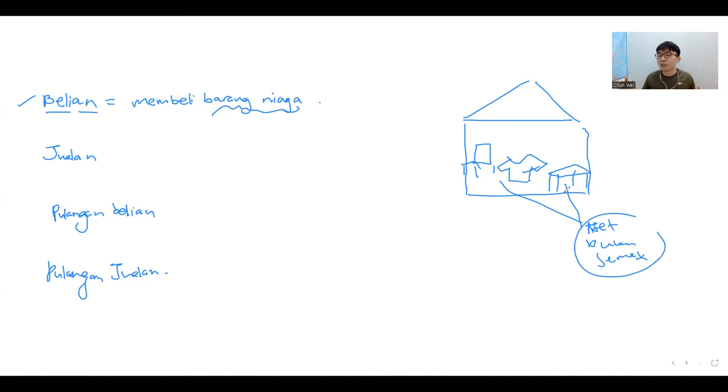So if I beli asset bukan semasa, or I beli meja atau kerusi secara kredit, then I record into where? The jurnal am, tadi situ. So those are actually the example for jurnal am in question 3.